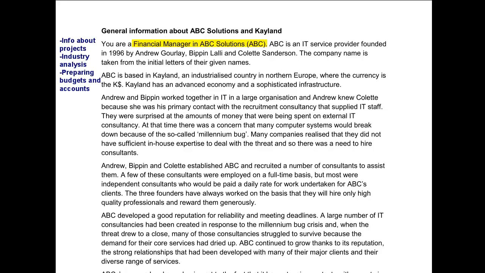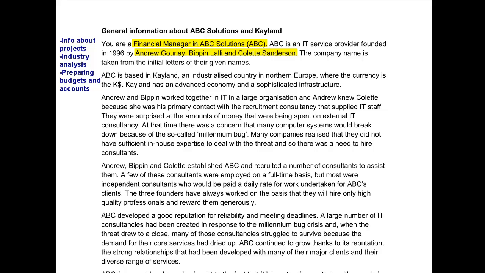Next, we are given some information about the founders of the company. So here are the founders: Andrew Gourlay, Bipin Lally, and Colette Sanderson. So now we should be thinking about whether they are still involved within the company.